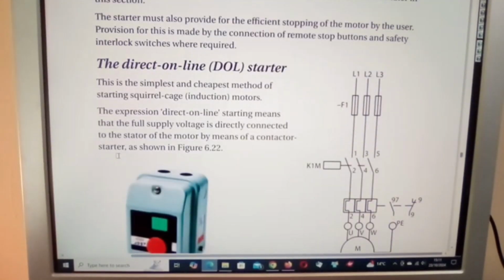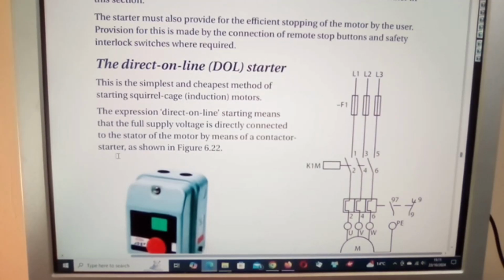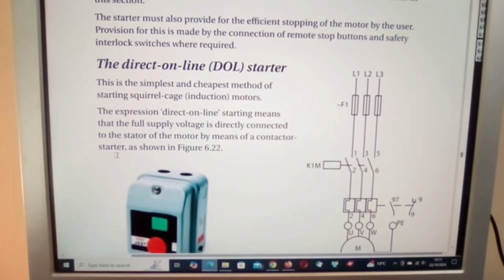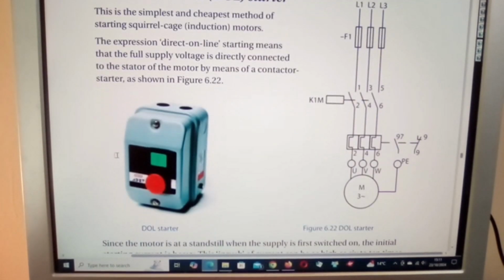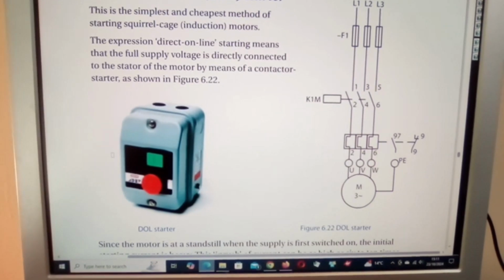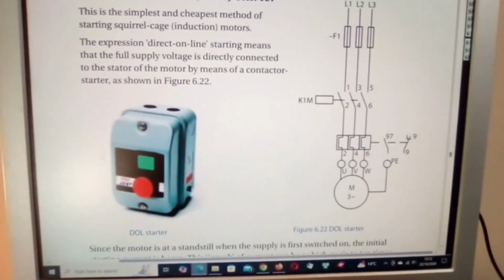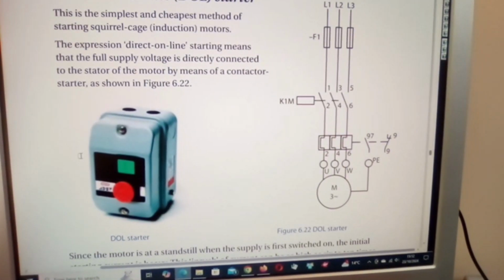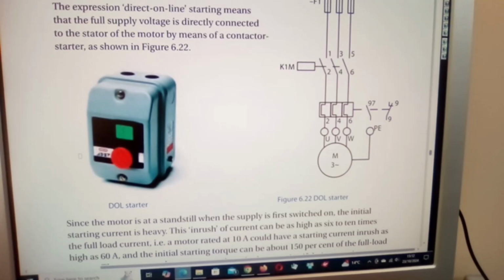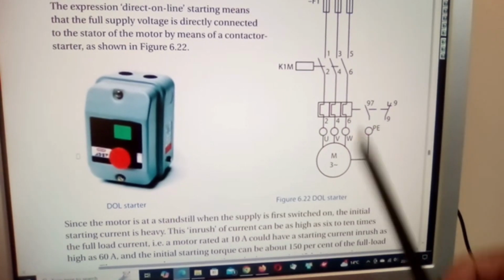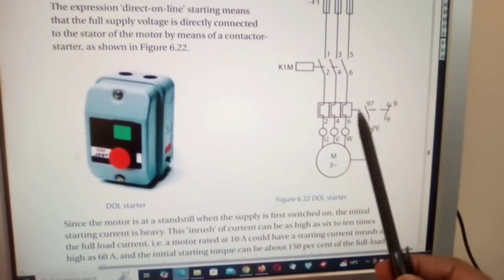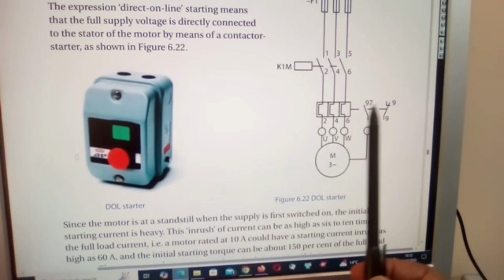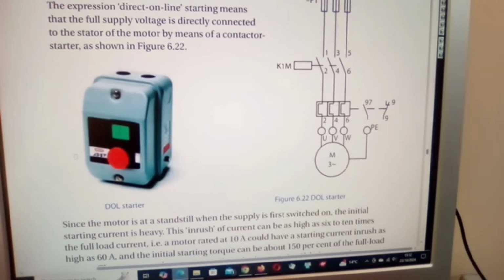The direct online DOL starter. This is the simplest and cheapest method of starting squirrel cage induction motors. And here we have one, simply to show you. I don't need to read any further, you can read that for yourselves. I believe it should be clear enough. Here's how it's set up as well. Here are your start contacts, pulls in. These are your overload protection of the motor. Any one of these trips out will disconnect the supply to the motor.